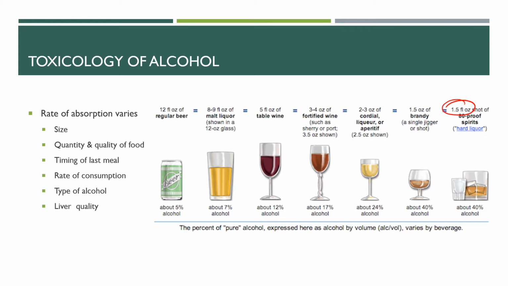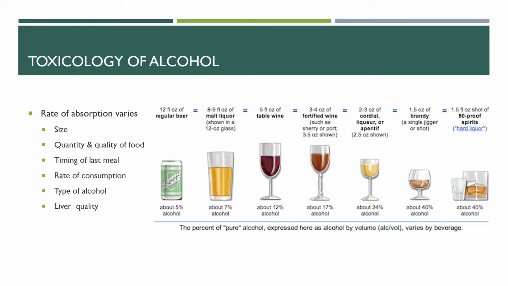One serving of liquor is only about 1.5 ounces. That's a standard shot glass. The proof is twice what the actual percentage is. So 40% alcohol is 80 proof, 100 proof alcohol is 50% alcohol, for reasons that I frankly don't remember. But a serving of beer is 12 ounces. So the type of alcohol matters mostly insofar as how concentrated the alcohol is in that drink.